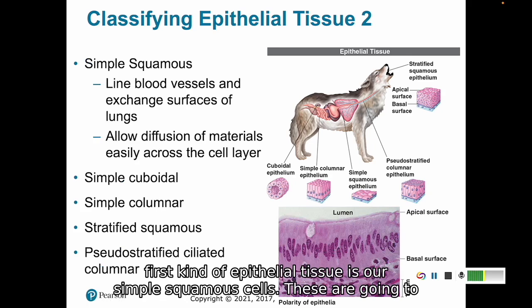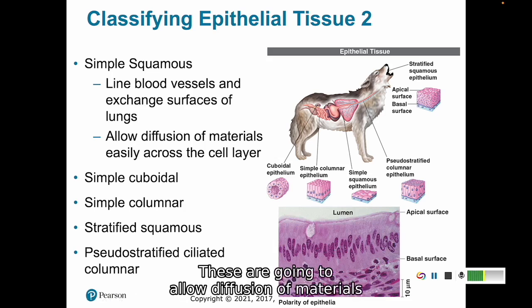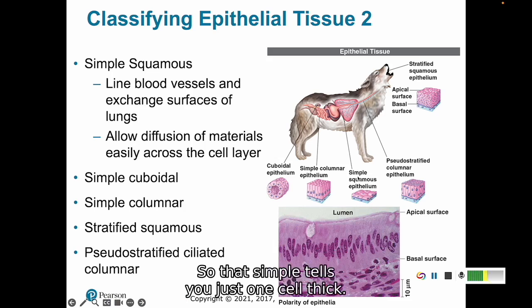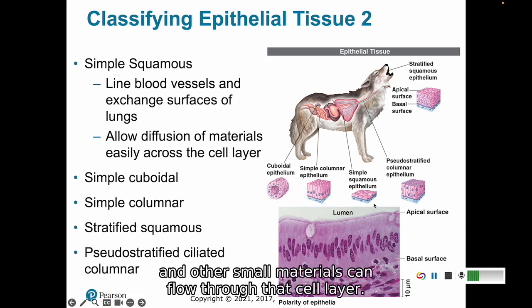So our first kind of epithelial tissue is our simple squamous cells. These are going to be found lining the blood vessels and exchange surfaces of the lungs. These are going to allow diffusion of materials easily across the membrane. So that simple tells you it's just one cell thick. So it allows things to flow. Oxygen and other small materials can flow through that cell layer.